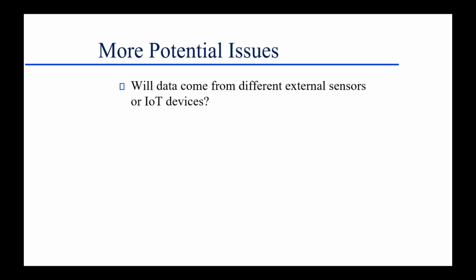So some other things, where is this data going to come from? Is it going to come from external sensors? Obviously. But are those standalone sensors? Or are they going to be IoT, Internet of Things devices? And what effect might that have on your data?